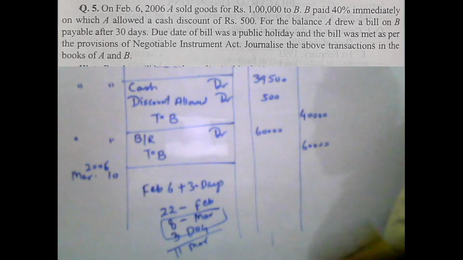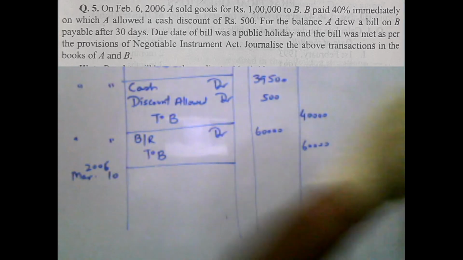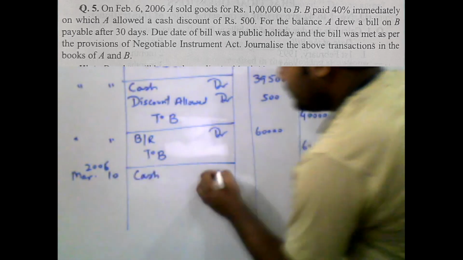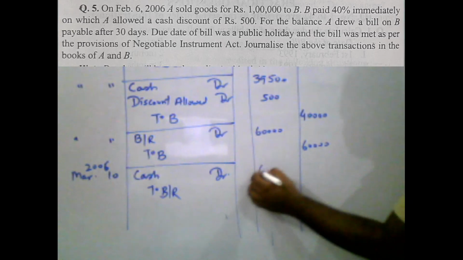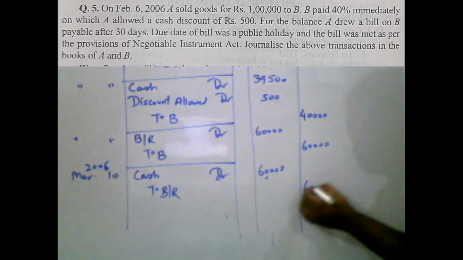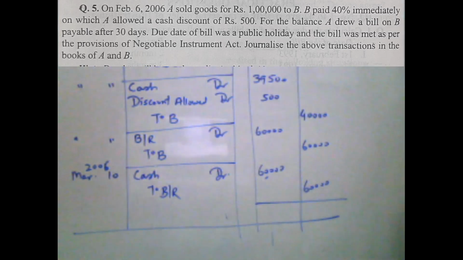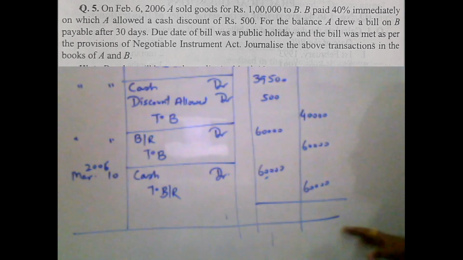So I hope this is clear to you. Now the payment will be received on the due date. So what will be received on the due date? Payment. So the entry will be Cash Account debit to Bills Receivable 60,000, and now the question will be complete. You will also add the total at the end of the question. So after completing this question, let's revise all the entries passed in the books of A.